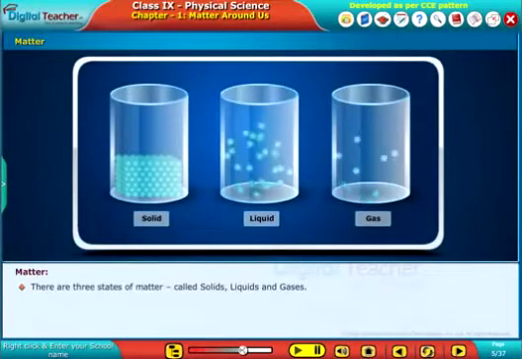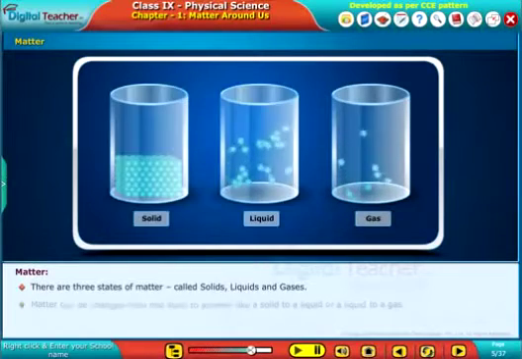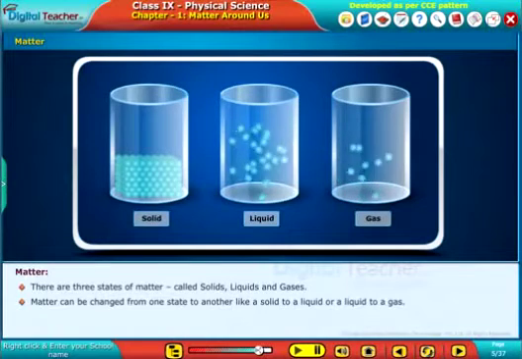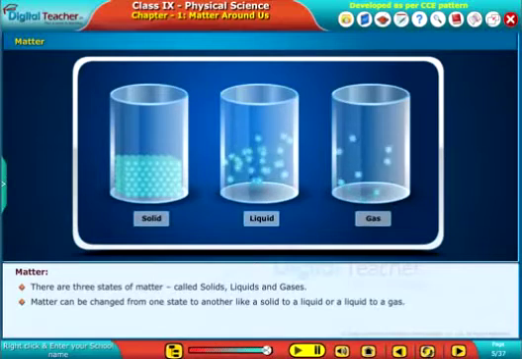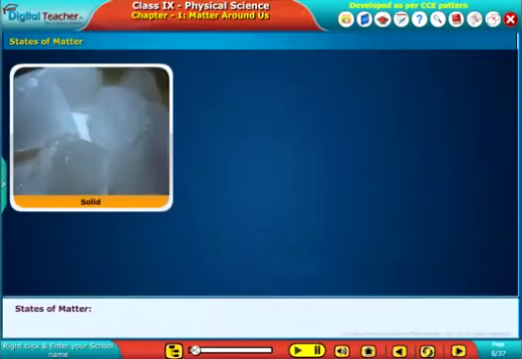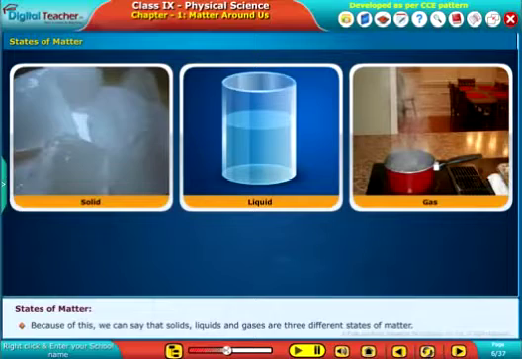There are three states of matter called solids, liquids and gases. Matter can be changed from one state to another, like a solid to a liquid or a liquid to a gas. Let us learn more about the states of matter, taking water as an example. States of matter. Water can be found in all three states. Because of this, we can say that solids, liquids and gases are three different states of matter.